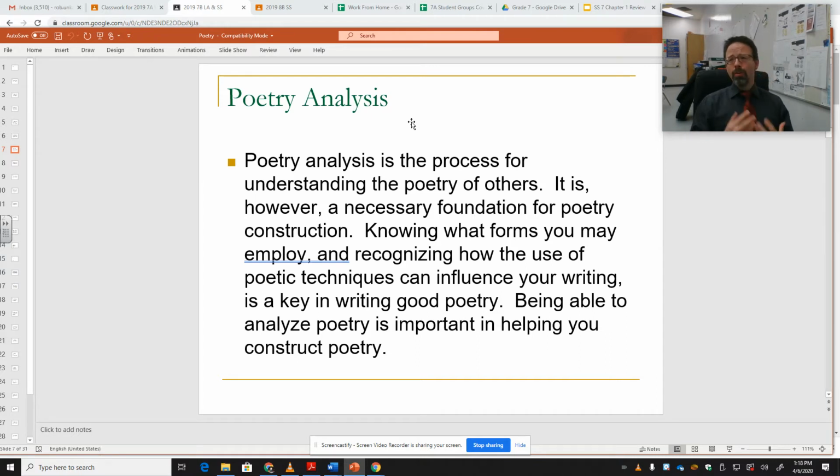In other words, if you want to write good poetry, you have to understand good poetry and what makes poetry good. If you don't have that base understanding, if you can't look at a poem, break it down, consider it, you're probably not going to write the greatest poetry, and you might not be able to express yourself as thoroughly as you would like to. So, being able to analyze poetry is important in helping you construct poetry.